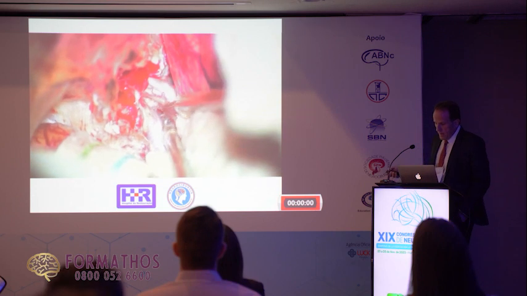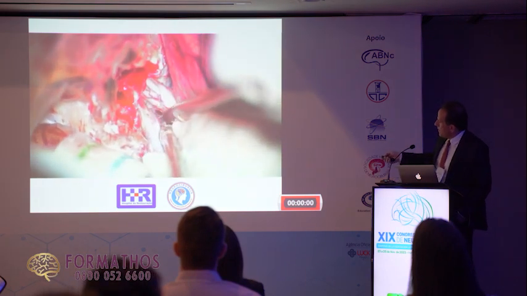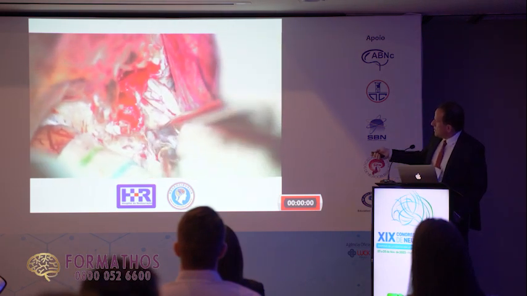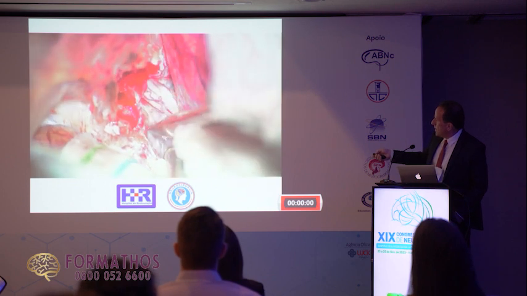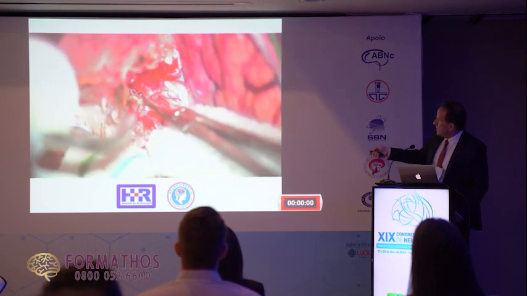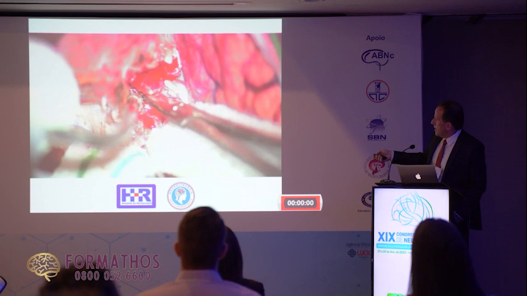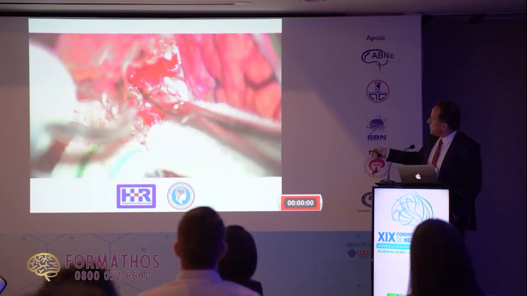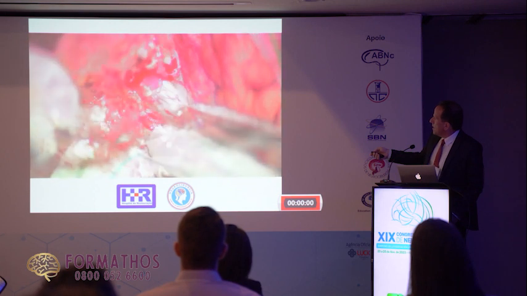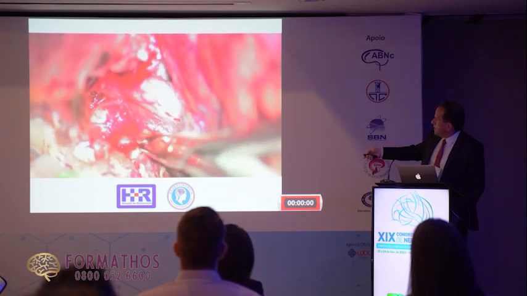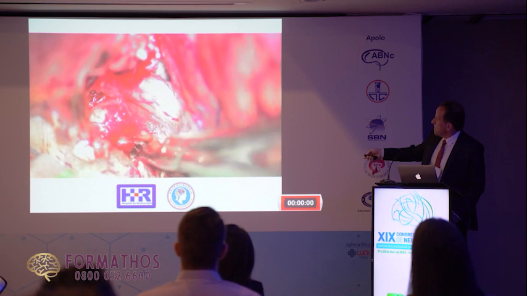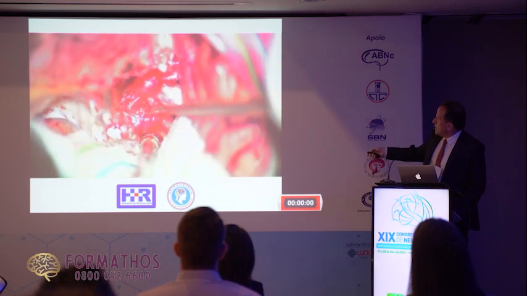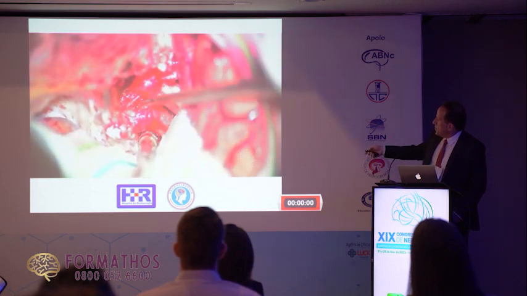Here we can see after clinoidectomy, we are looking for the aneurysm. Here's the distal dural ring and there's no aneurysm here because the aneurysm was proximal to the distal ring. And here we can see the ophthalmic artery. And the aneurysm is right here. This is the proximal neck.